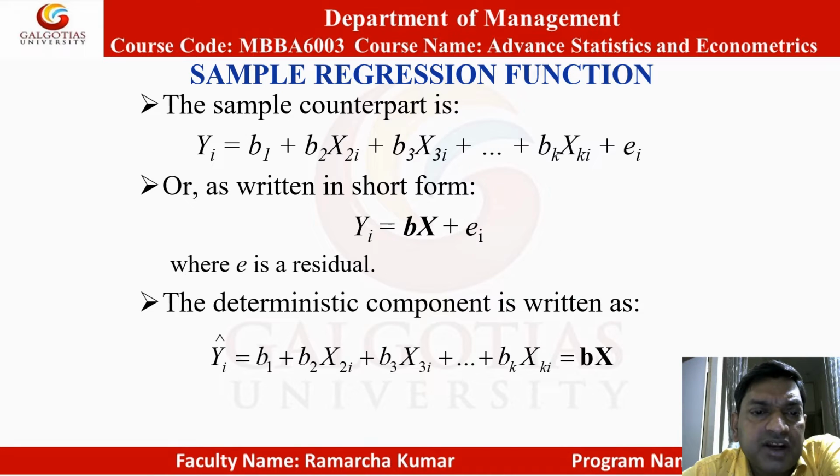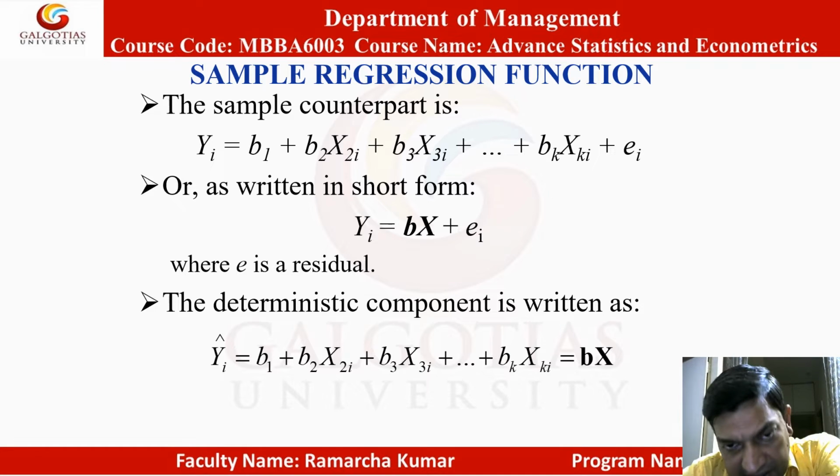So the sample counterpart is yi is equal to b1 plus small b2 x2i plus small b3 x3i till bk xki plus ei.